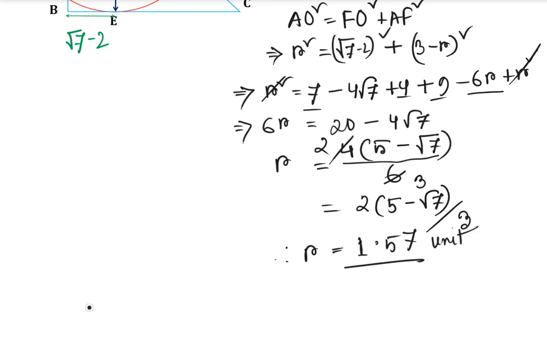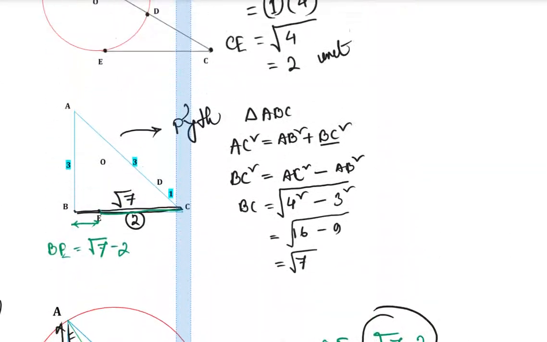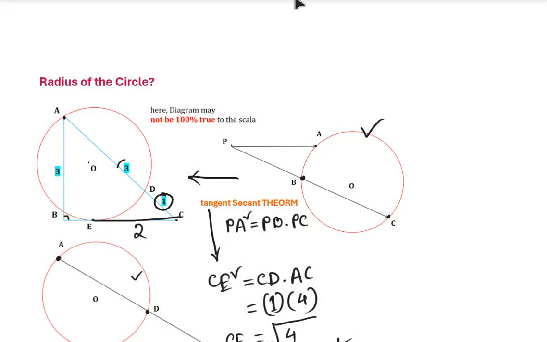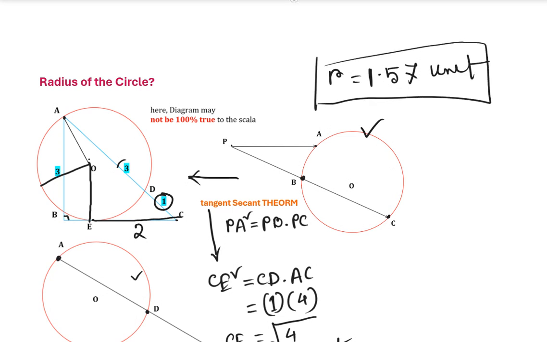So this is the final answer, the radius of the circle. So the radius of this circle, which is actually OE or maybe AO or maybe any length, doesn't matter, the radius of this circle is 1.57 units. So this is the final answer for the problem.